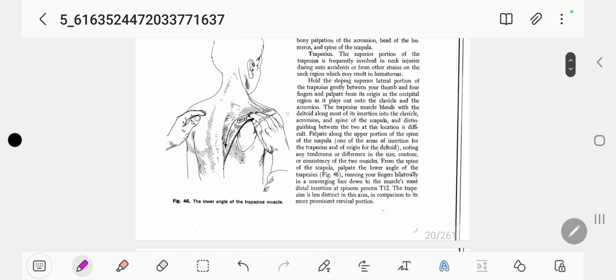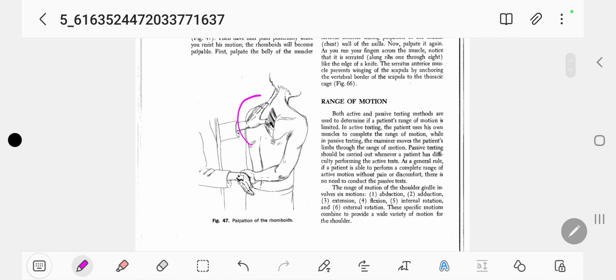The method of palpating the lower angle of the trapezius muscle. This is the upper part of the trapezius muscle and this is the insertion. The palpation of the rhomboideus major and minor as a unit, and again the medial angle, medial small triangle at the end of the spinous process, and up to the inferior angle we can palpate the rhomboideus.